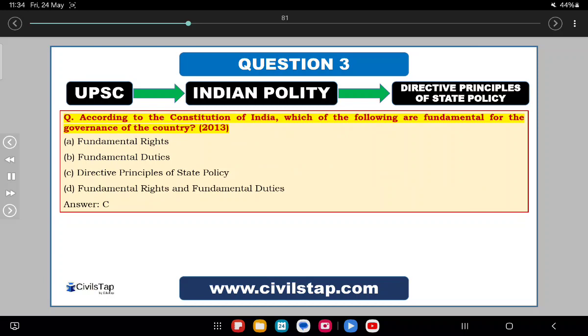Q. According to the Constitution of India, which of the following are fundamental for the governance of the country? 2013. A. Fundamental rights. B. Fundamental duties. C. Directive principles of state policy. D. Fundamental rights and fundamental duties. Answer, C. Question 3. UPSC Indian polity, Directive Principles of State Policy.